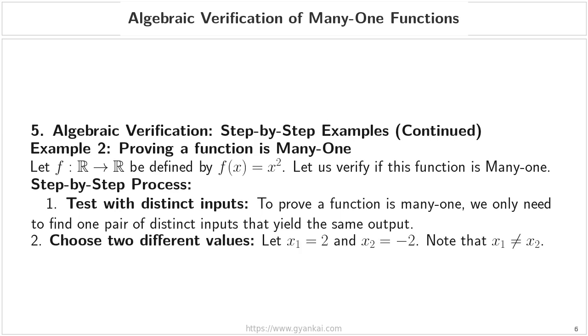Let's choose two different values for our test. We will let x₁ equal 2 and x₂ equal -2. It is clear that 2 is not equal to -2, so we have two distinct inputs.